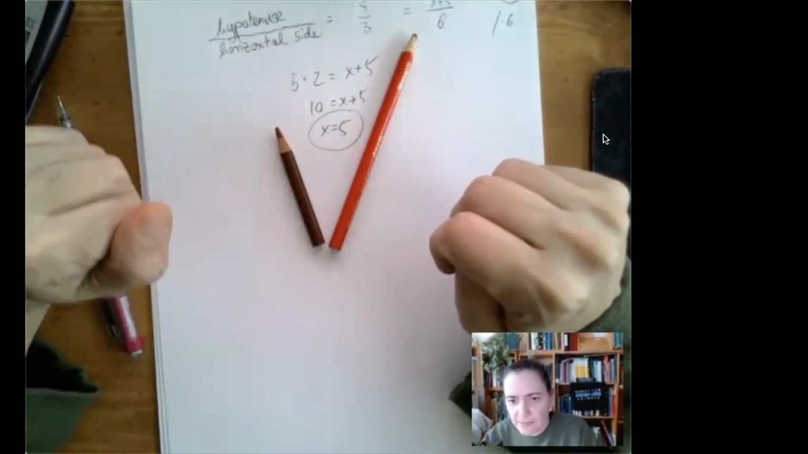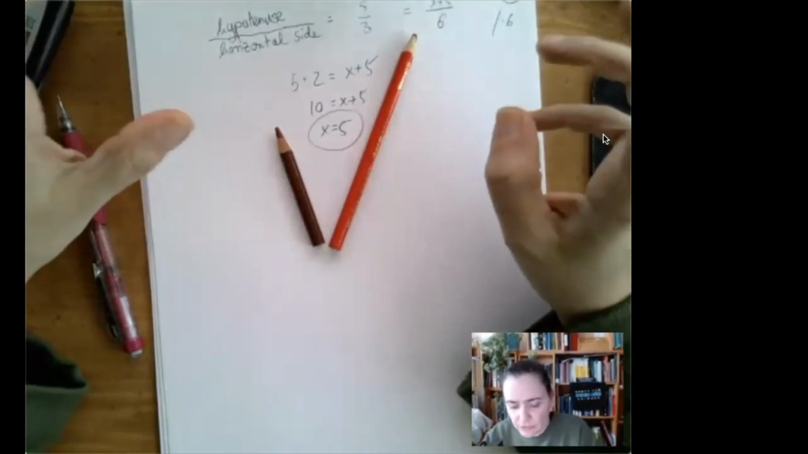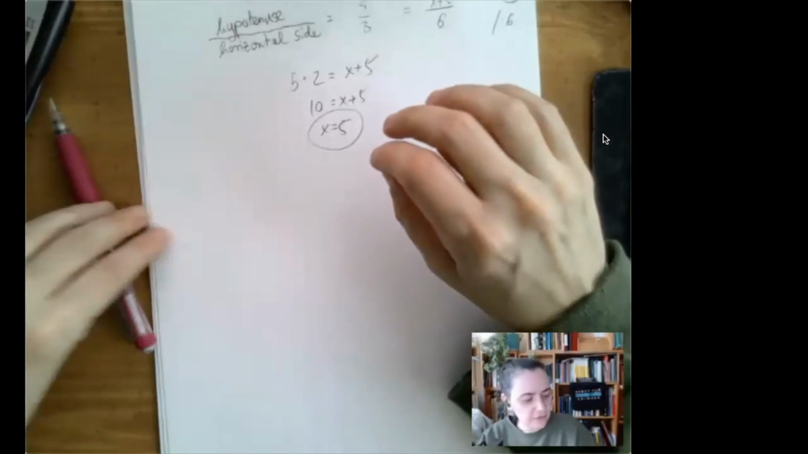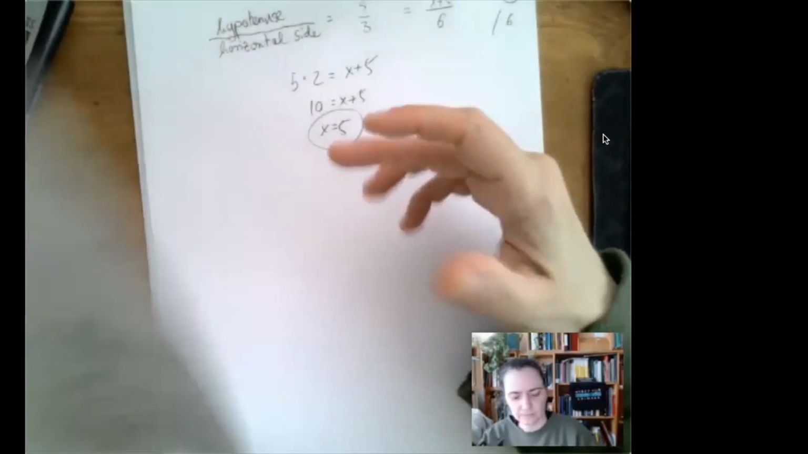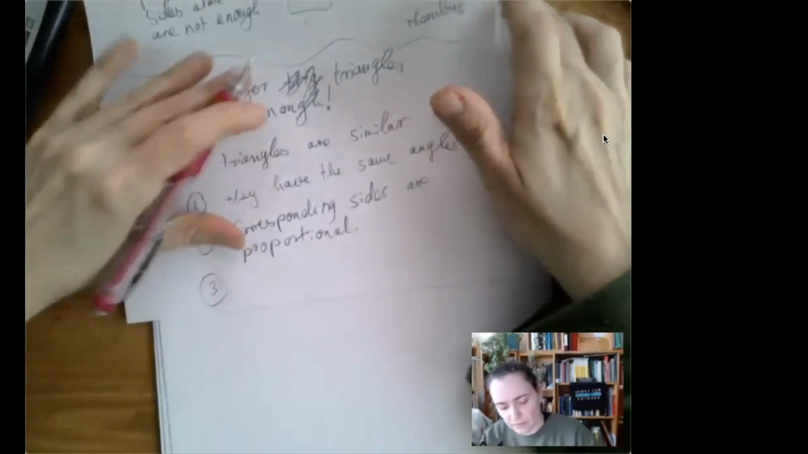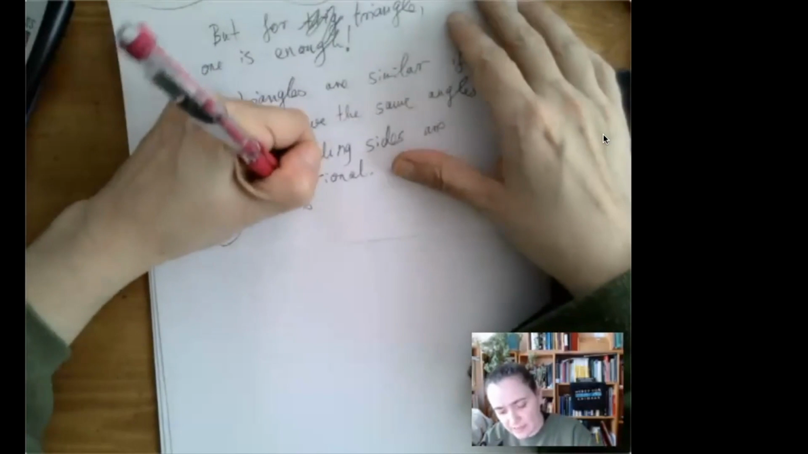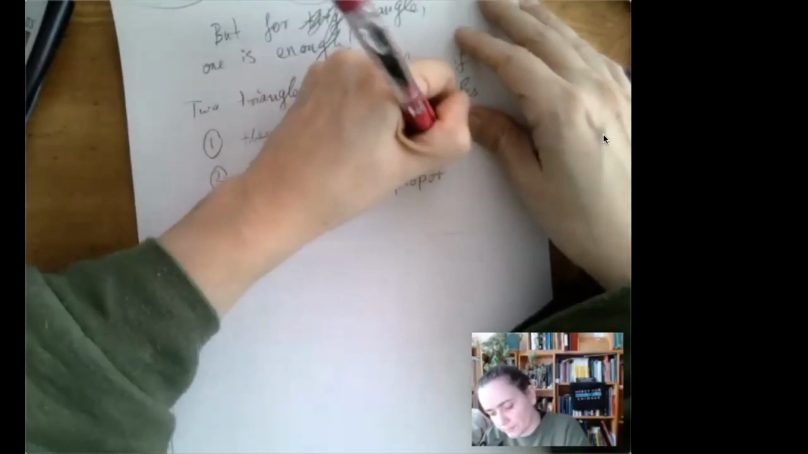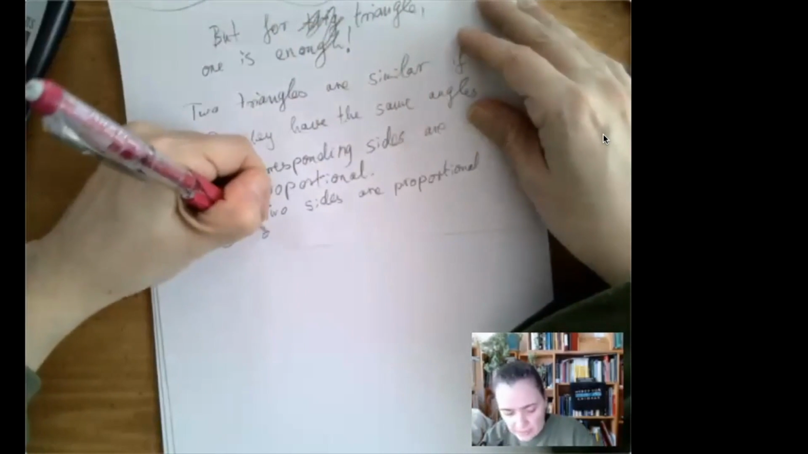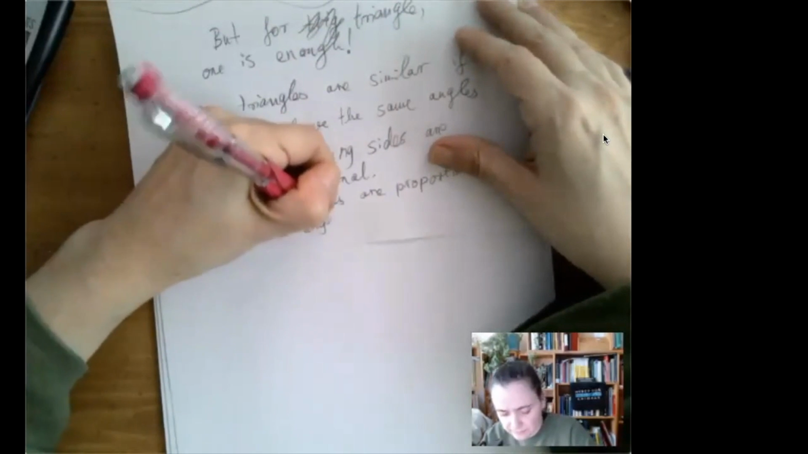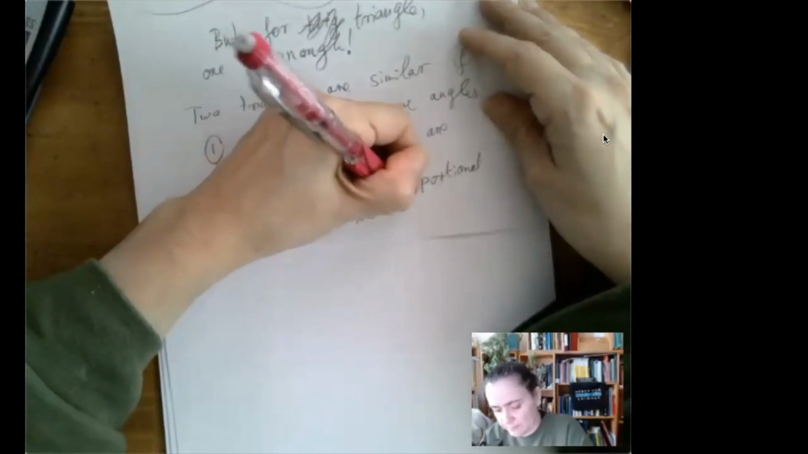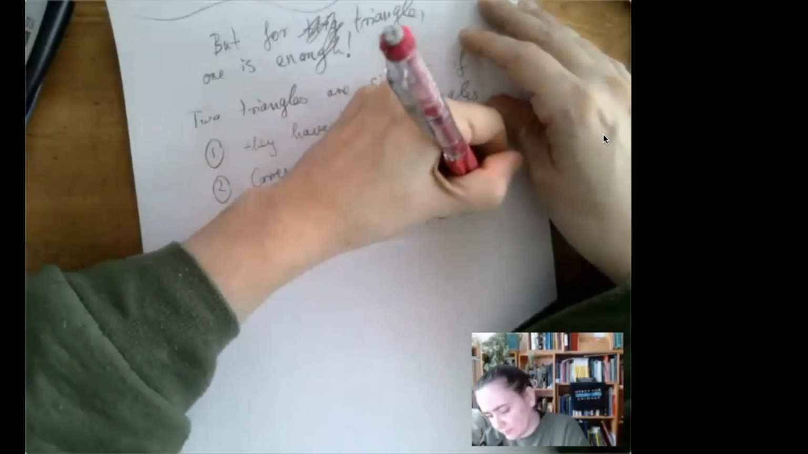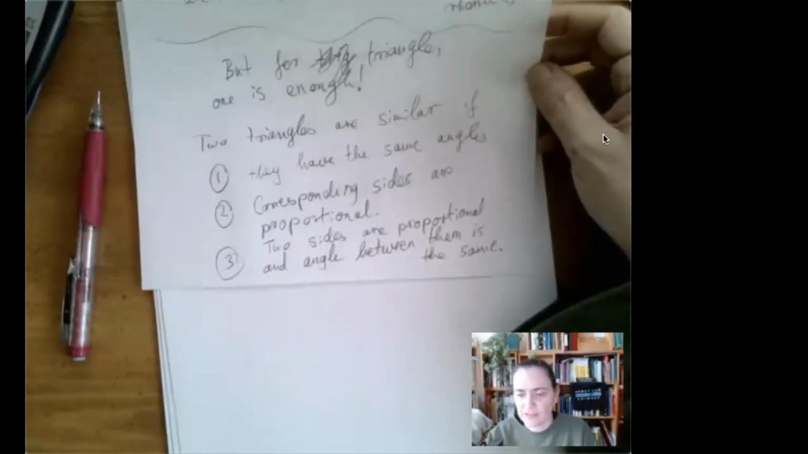So for similarity, all we have to say is that these two sides are proportional and the angle in between is the same. So that's the third case. Two sides are proportional and the angle in between is the same. Maybe not today, maybe a week from now, I'll show you an example when that comes up.